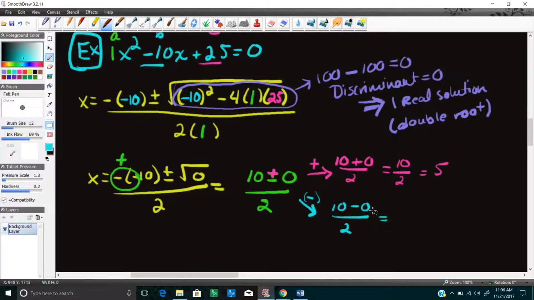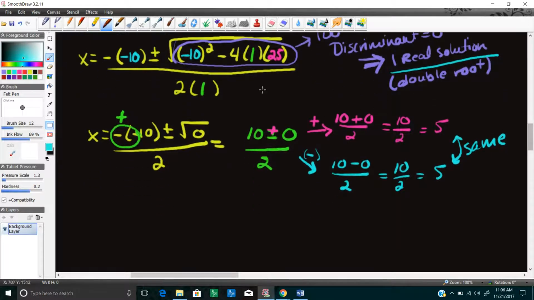And same thing with this one. 10 minus 0, well, it's still 10 over 2 is also 5. So they are the same, which is what we wanted because we only want one real solution according to our discriminant. So in this case, the solution set is just going to be positive 5.